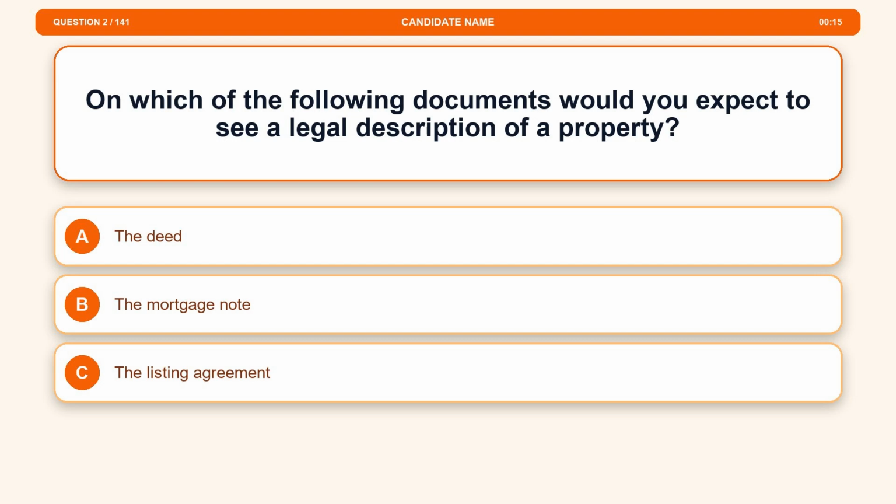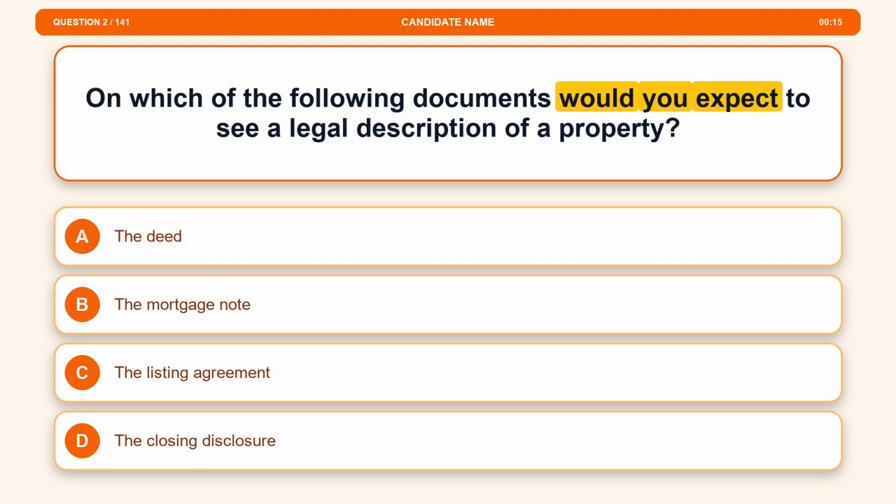Question 2. On which of the following documents would you expect to see a legal description of a property? Option A. The deed. Option B. The mortgage note. Option C. The listing agreement. Option D. The closing disclosure.